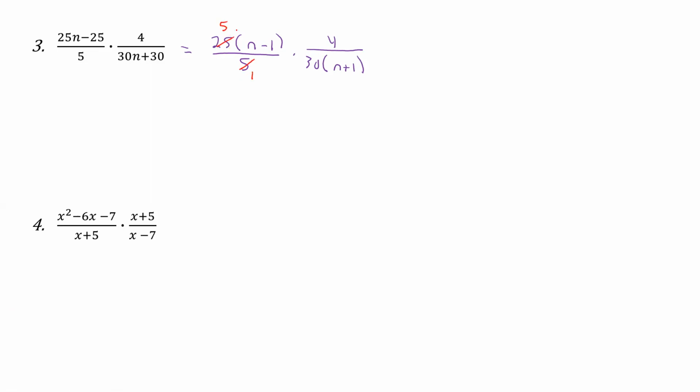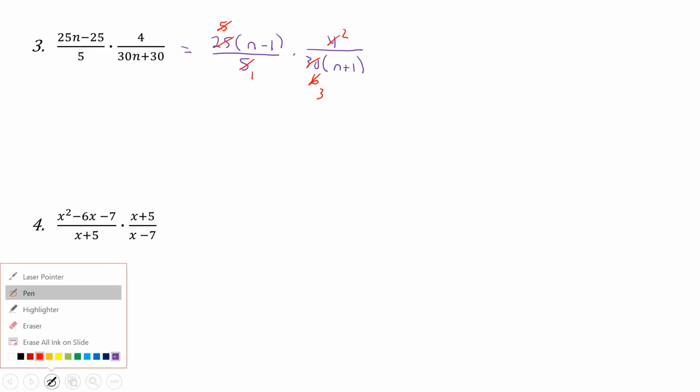Well, 5 will go in here once, and it'll go in here 6 times. Now 2 will go in here twice, 2 will go in here 3 times. So now those are opposite signs, so that's all we can do.